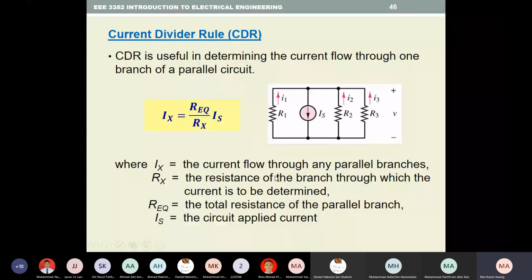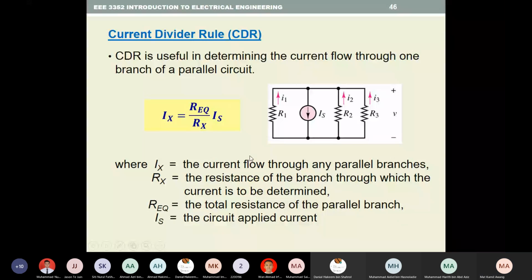So Ix is the current flowing through any particular parallel branch. Rx is the resistance of the branch through which the current is to be determined. R equivalent is the total resistance of the parallel branches. Is is the circuit applied current.